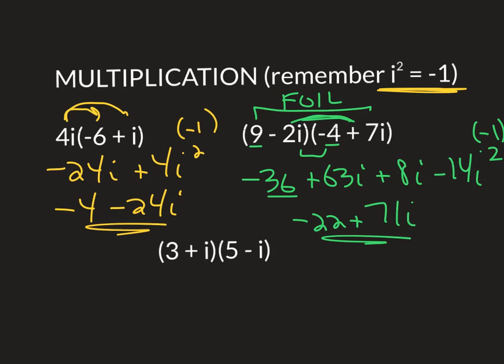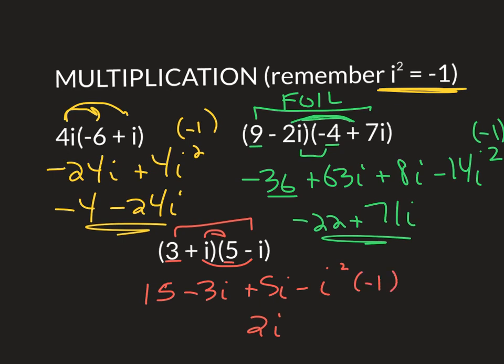I want to show you one more of those using FOIL. I'm going first, these two, 15. Going outer or outside, which are those two, -3i. Going inner or inside, plus 5i. Then I'm going last, which are those two, which is -i squared. All right, so again, you've got the same two things to happen. I got a -3i and a positive 5i. That's positive 2i. I have an i squared, which is really -1. And if you do minus -1, it's really +1. So I'm going to add that +1 to the 15 at the beginning and make it 16 plus 2i.